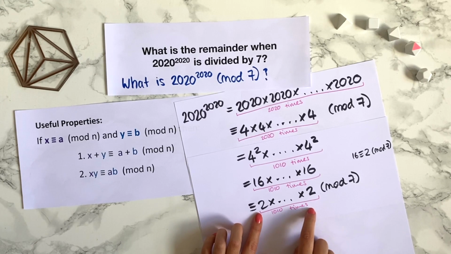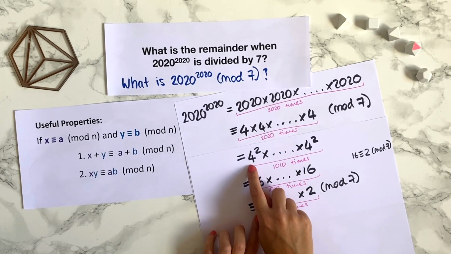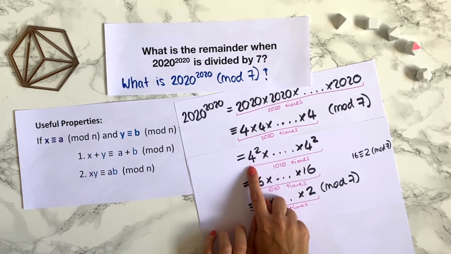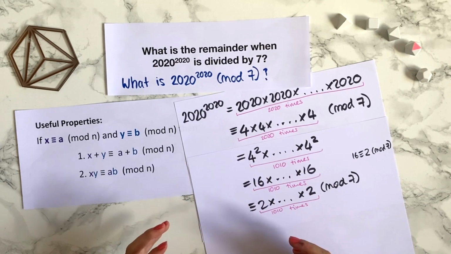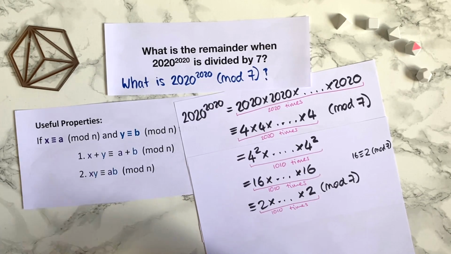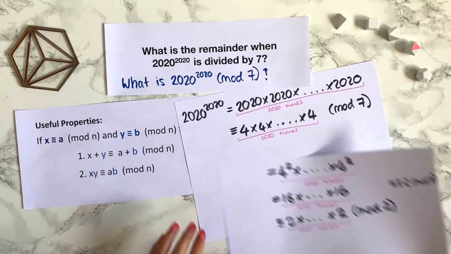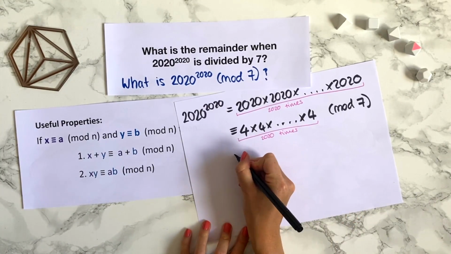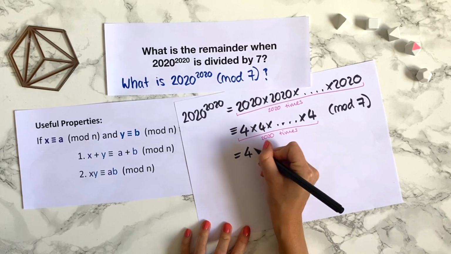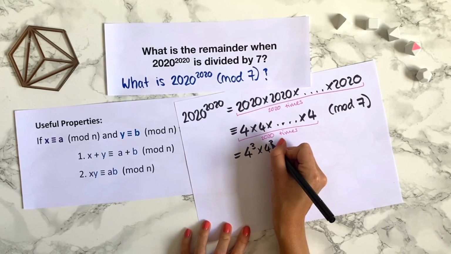So I think the next thing I want to try is, instead of grouping the 4s up here in pairs, what about if we try grouping them in a group size larger? Let's try group them in 3s and see if that helps us instead. So this we can write as a lot of 4 cubes multiplied by each other.